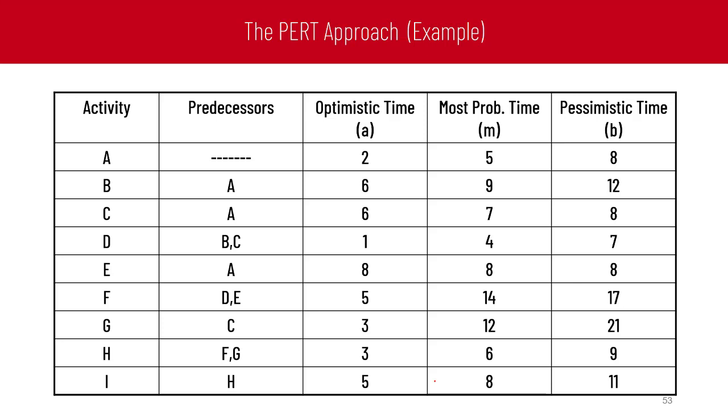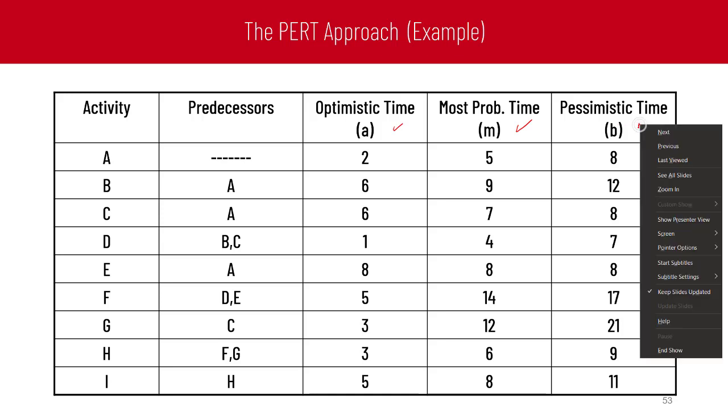The second example for the PERT approach is as follows. We have a project that has some activities named A, B, C, D, E, F, G, H, I. Each activity has its own predecessor to make the logic between the activities, and each activity has its optimistic time, most probable time, and pessimistic time.